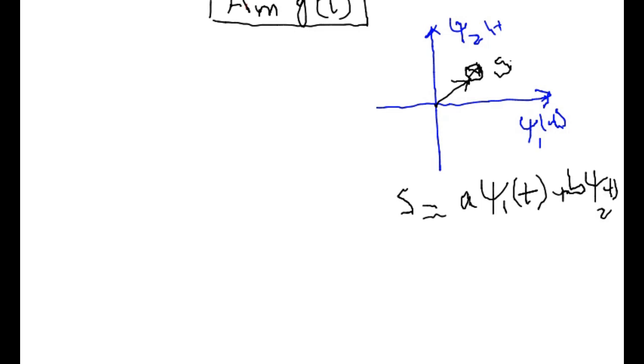We can write it as A times psi 1 of t plus B times psi 2 of t. So we can write it as a linear combination, and we say that (A, B) is the vector form. These are the coordinates of this signal. We already have this knowledge from our previous videos. If you forget it, just go through those videos which explain the signal space concept, available on YouTube. I have already uploaded these videos, so you can go back to learn this signal space concept.